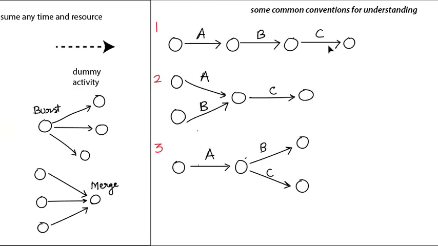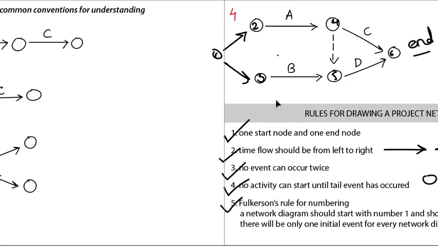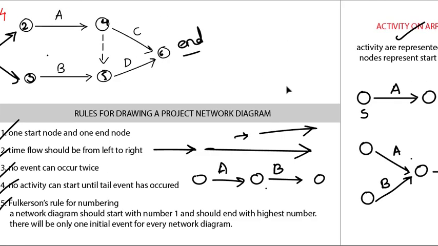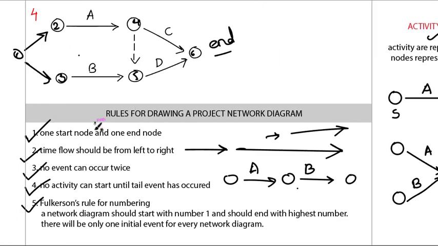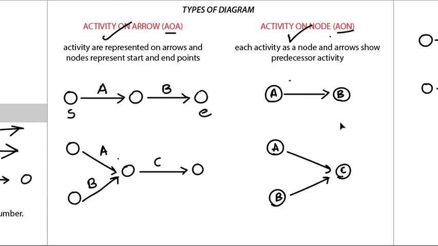Then we have some common understandings. Pause this video right now. You can pause it anytime, just try to understand it better. Don't be in a hurry to just finish off the video. It's better to understand in one go. Then we saw some rules: one start node, one end node, left to right arrows, no event can occur twice, and an activity can start only when the predecessor activity is completed. Then there is Fulkerson's rule for numbering, which always starts from one.